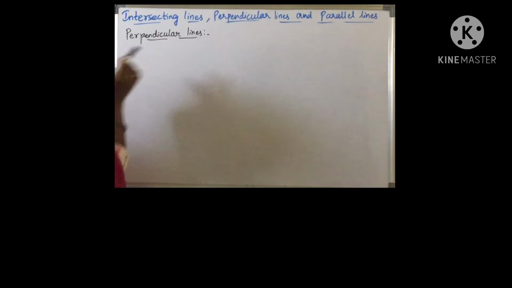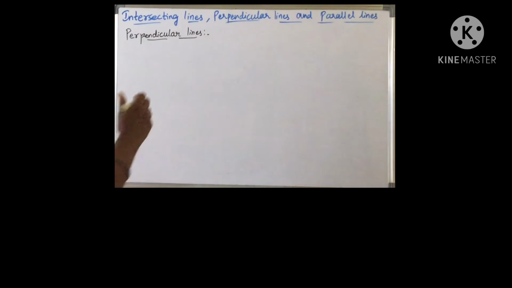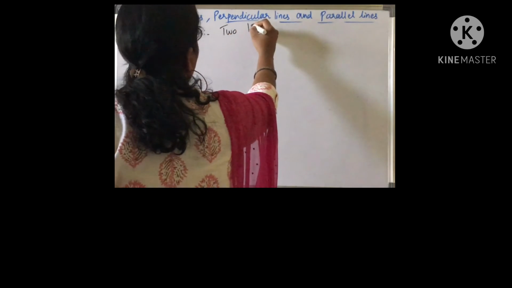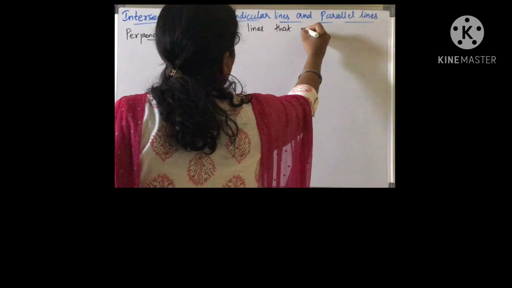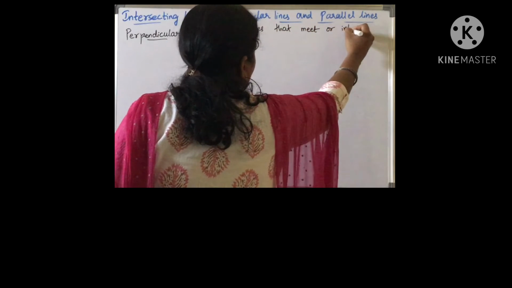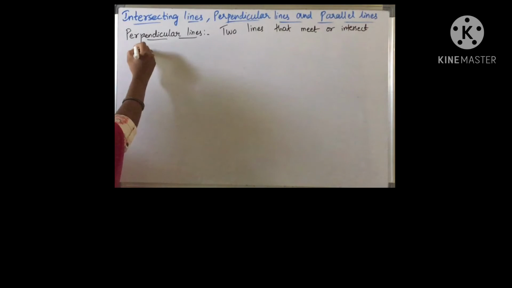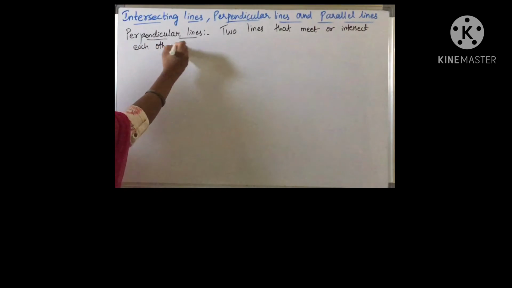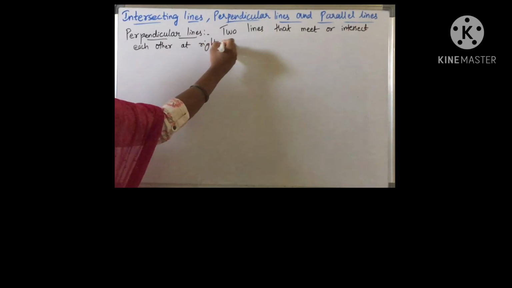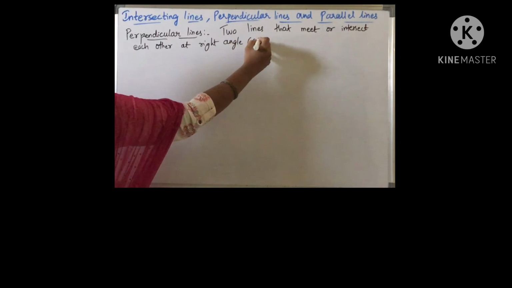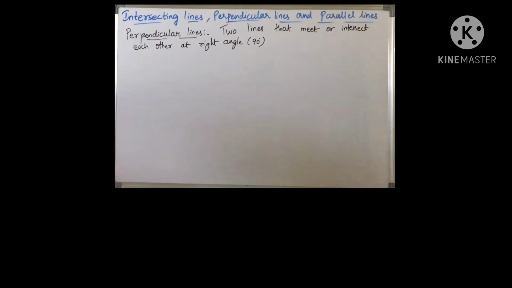Next one are perpendicular lines. So what are perpendicular lines? In geometry, a branch of mathematics, perpendicular lines are defined as two lines that meet or intersect each other at right angle. So when the two lines intersect each other at right angle, we call the two lines as perpendicular lines.